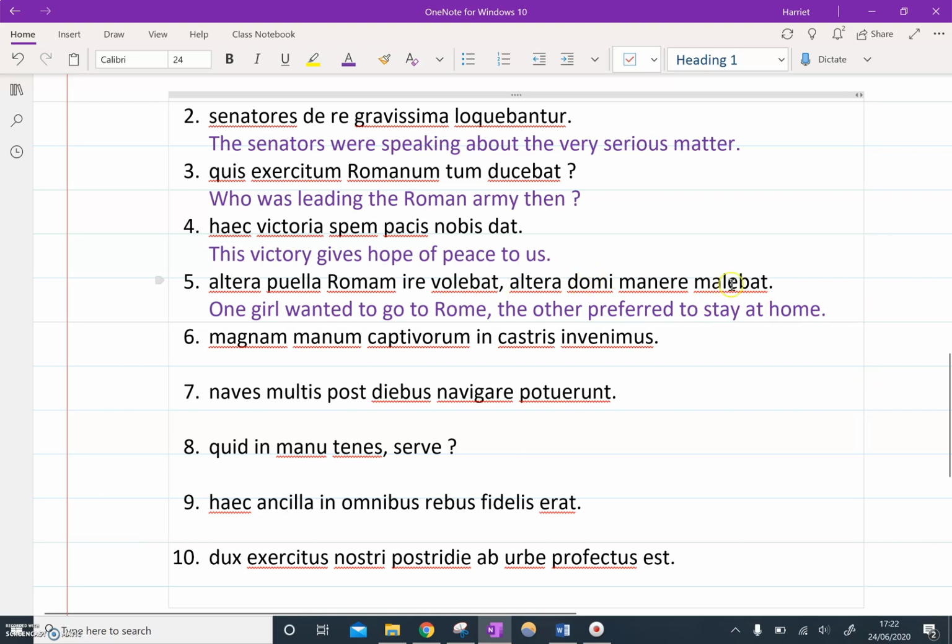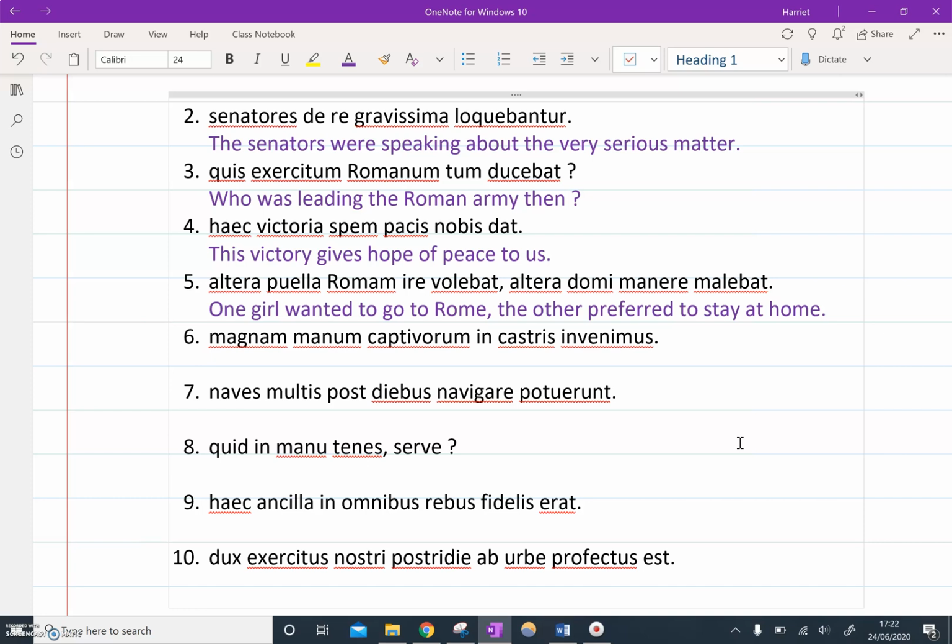I have translated those imperfects as if they're perfect tense because it just sounds nicer in English. If you've forgotten about that altera, you need to go back and look at that word because we did it recently. It's one of the pronouns at the back of the textbook. Okay, number 6, pause the video and have a go.